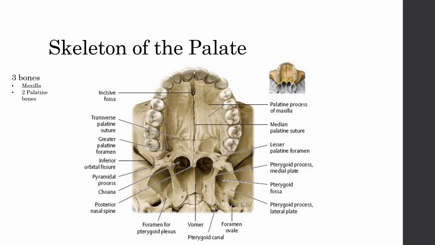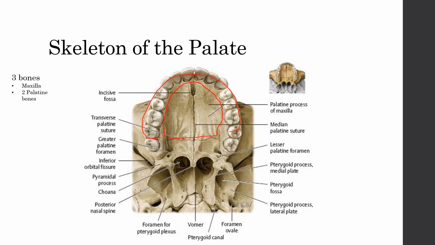Here we can see the skeleton of the hard palate, which is made out of three bones, the maxilla and the two palatine bones. I'm sure all of you know that the maxilla is a major facial bone making up most of the anterior surface of the skull. From this view, which is the inferior view of the skull with the mandible removed, shows the palatine process of the maxilla, which contributes to make the hard palate. This is the palatine process of the maxilla. This area which contains the teeth is the alveolar process of the maxilla.